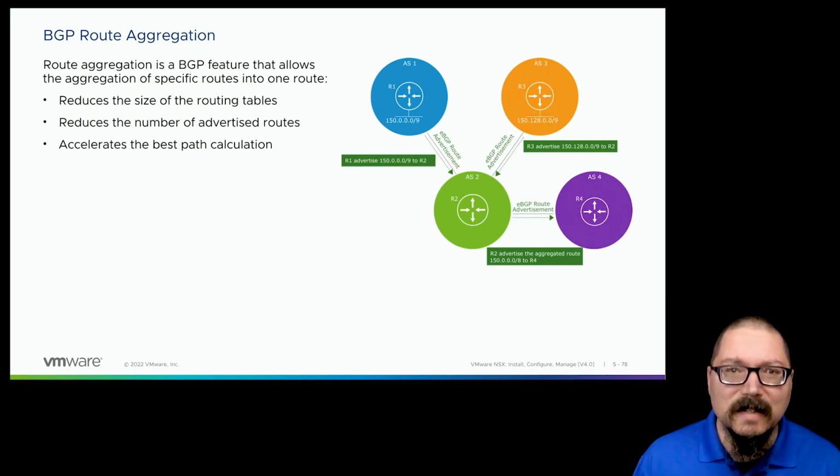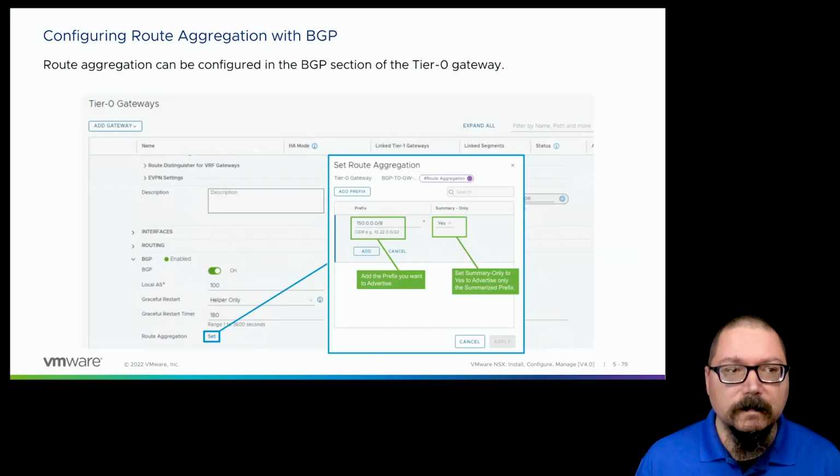Now, if we're looking at two routes, maybe the aggregation is not particularly valuable. But if you extrapolate this and expand this out to scale, where maybe I'm collecting tens or more prefixes in that aggregate, well, we start to see some benefits here. So to configure route aggregation, we have a route aggregation option in the BGP settings in the Tier 0 gateway, and I can simply set my aggregation where I can add individual aggregate prefixes as is necessary for my infrastructure.